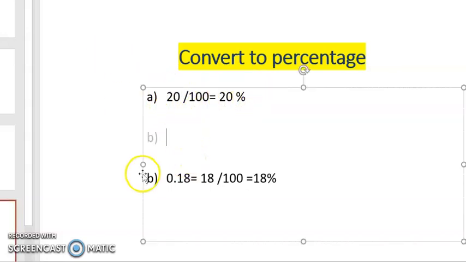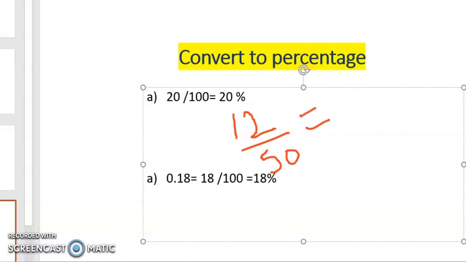Now if I can give you another example, say if you had 12 divided by 50, for example, what you can do is convert the denominator into 100. So how will you convert the denominator of 50 into 100? Multiply by 2. So whatever you do in the denominator, you need to do the same thing to the numerator. So what will you multiply the numerator by? 2. So 2 12s are 24. So what is your percentage?